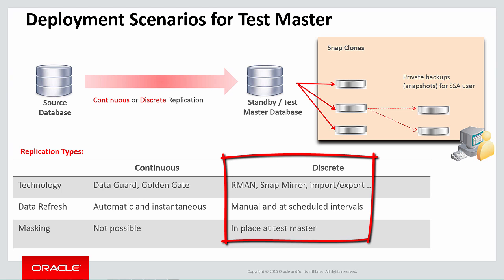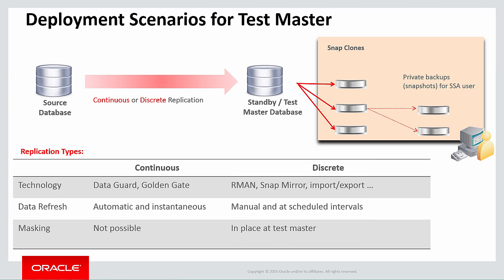Alternatively, you can have discrete replication, where data is refreshed manually or at scheduled intervals using technologies such as Oracle's Recovery Manager product. When using discrete replication, masking can take place at the test master database. In this screenwatch, I'll show you how private SnapClone instances can keep their data in sync with production using a continuously replicated test master database.